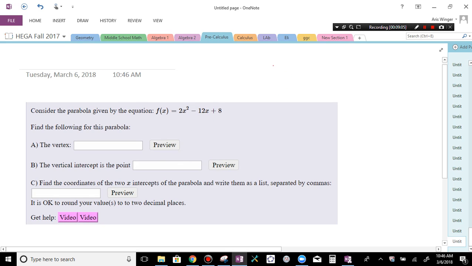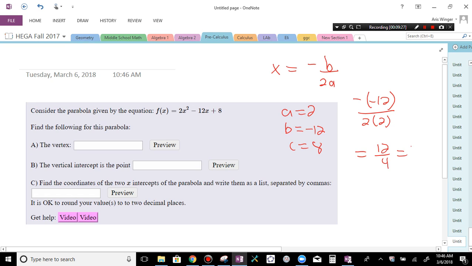All right, so when it's written in this form, we know that the x-coordinate of the vertex occurs at -b over 2a. In this case, a is 2, b is -12, c is 8. So it's going to be -(-12) over 2 times 2, 12 over 4. The x-coordinate of the vertex is 3. We'll take that 3, plug it into f, and get the y-coordinate of the vertex, and that goes here as a point. f of 3 is 2 times 3 squared minus 12 times 3 plus 8.